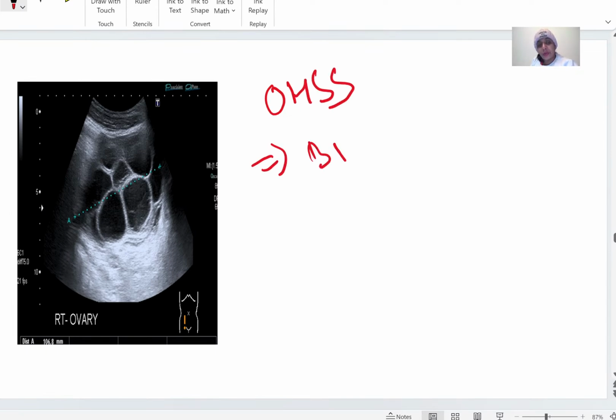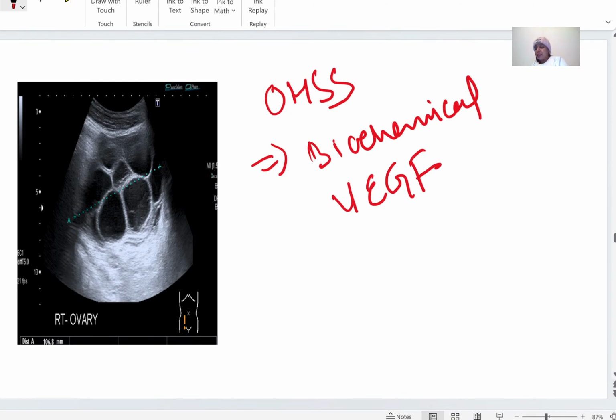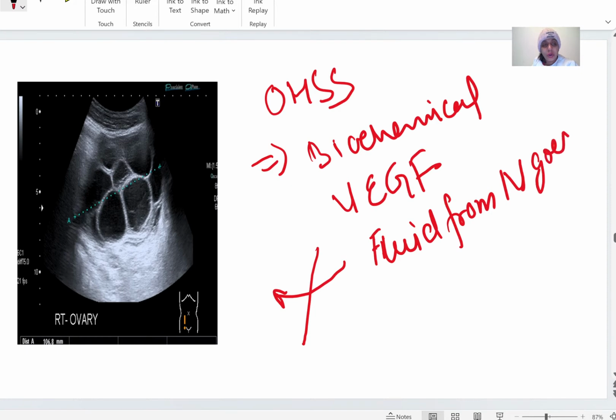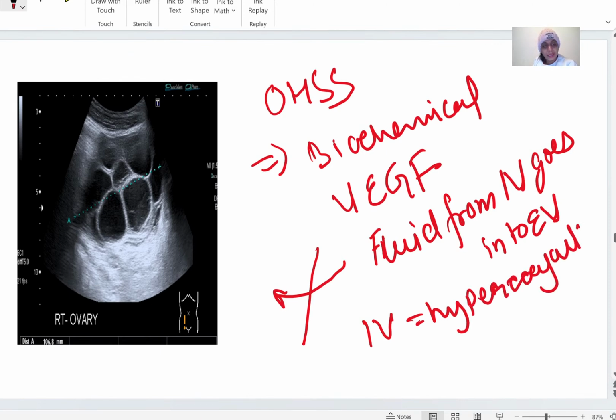OHSS. Which is the biochemical responsible for OHSS? Vasculoendothelial growth factor. What does vasculoendothelial growth factor do? Fluid from intravascular goes into extravascular. ठीक है, तो इंट्रावस्कुलरली क्या हो जाता है? हाइपरकोएगुलेशन. और एक्स्ट्रावस्कुलरली क्या हो जाता है? असाइटिस एंड प्लूरल इफ्यूजन. ट्रीटमेंट क्या है?